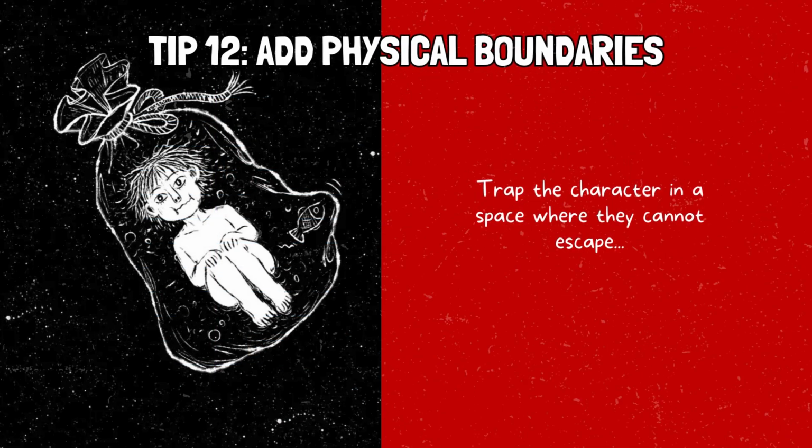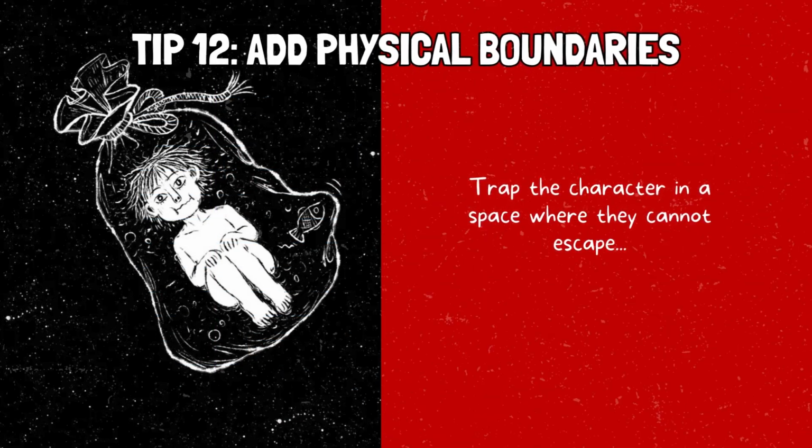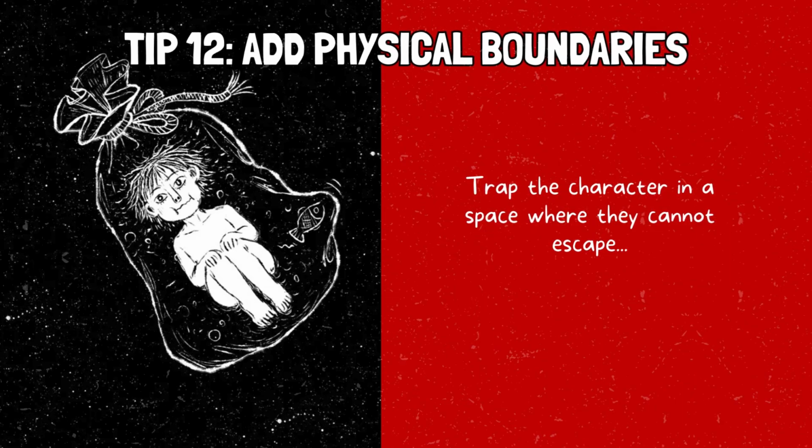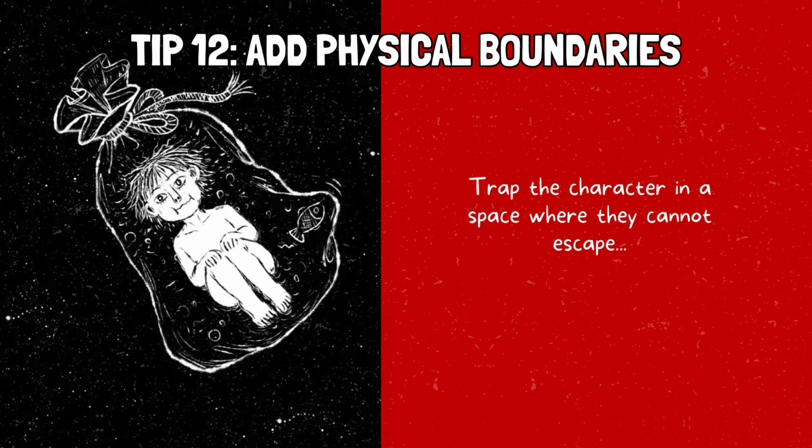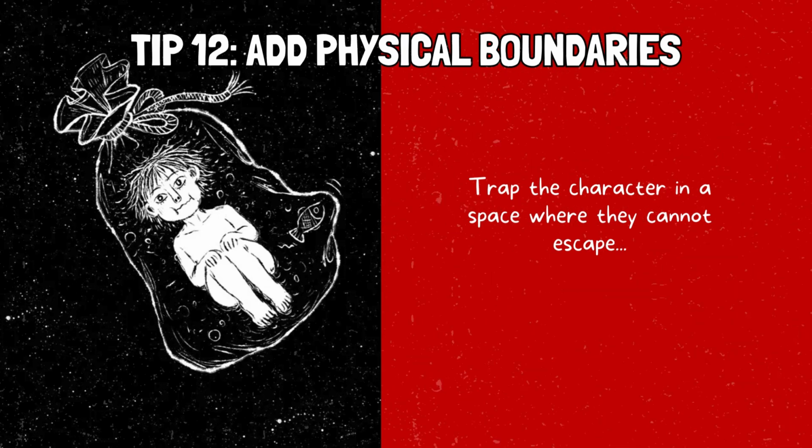Tip 12. Add physical boundaries. Trap the character in a space where they cannot escape. Whether it's locked doors, walls, or a collapsing building, these physical barriers heighten their sense of dread and helplessness.